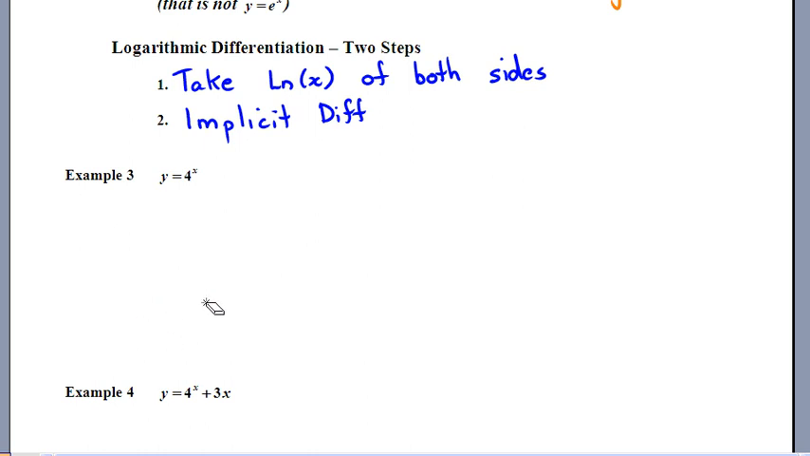Okay, first thing, take the log of both sides. So that's going to end up looking like this. We're going to have ln of y on the left, and then we're going to have ln of 4 to the x on the right. Now, you can rewrite that based on our log rules. You can say, hey, hang on, that's the same thing as x times the ln of 4.